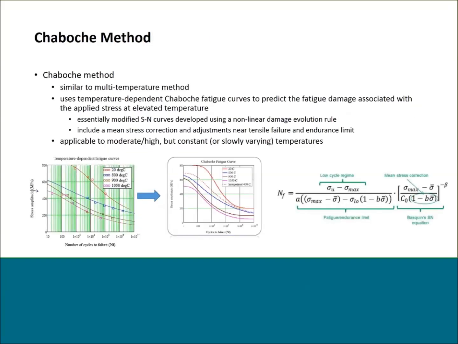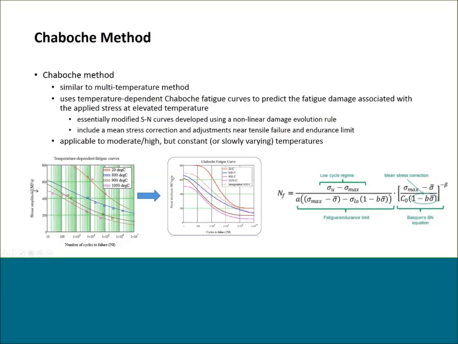The next step up in complexity and application is the Chaboche method. It's similar to the multi-temperature method, but it uses temperature-dependent Chaboche fatigue curves to predict the fatigue damage associated with applied stress at elevated temperature. On the lower left, these are your temperature-dependent SN curves that are used in the multi-temperature method. To the right are Chaboche fatigue curves. They're essentially modified SN curves developed using a nonlinear damage evolution rule. They include a mean stress correction and adjustments near tensile failure and endurance limits.